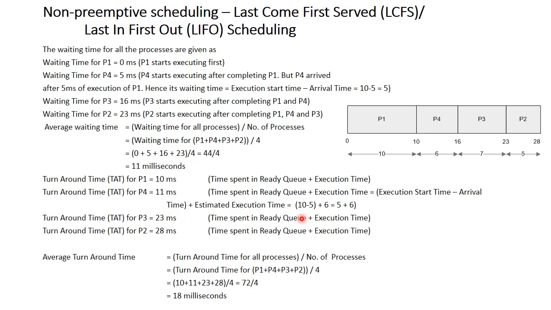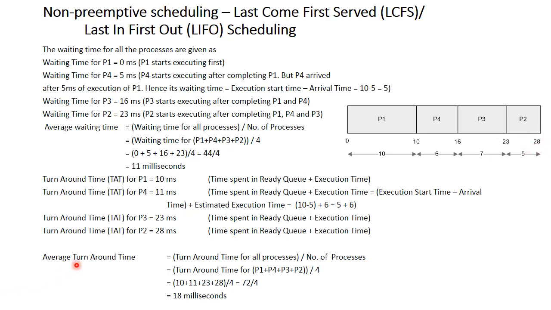Time spent in ready queue will be 10 plus 6, 16, right? Plus the execution time of P3 will be 7. So 16 plus 7 will be 23. Turnaround time for P2 will be again time spent in ready queue, 10 plus 6 plus 7, plus the execution time of P2, that is 5 millisecond. So 5 plus 7 plus 6 plus 10, that is 28.